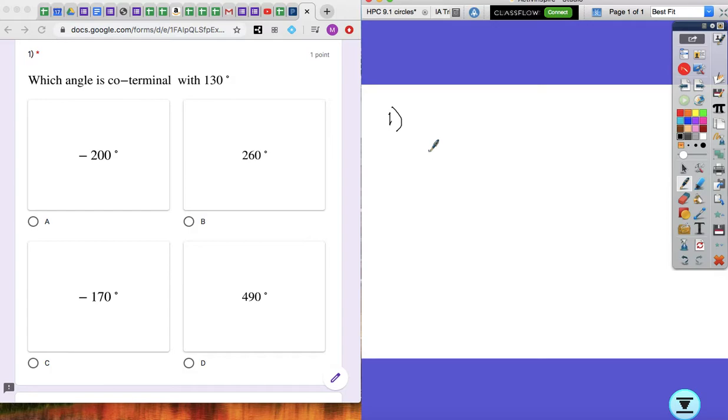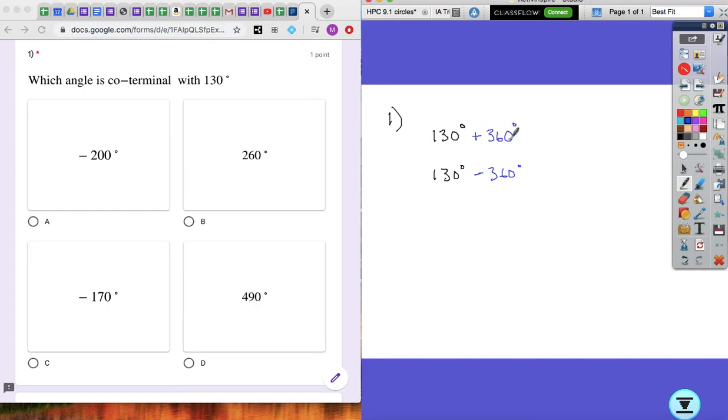All right, for number 1, we have to find a coterminal angle. So a coterminal angle is an angle that will end up in the same place as 130 degrees. To get a coterminal angle, you can do it a couple different ways. You can add 360 degrees, or you can subtract 360 degrees. And you could technically keep adding or subtracting 360 degrees as many times as you want. That's just going around the circle.